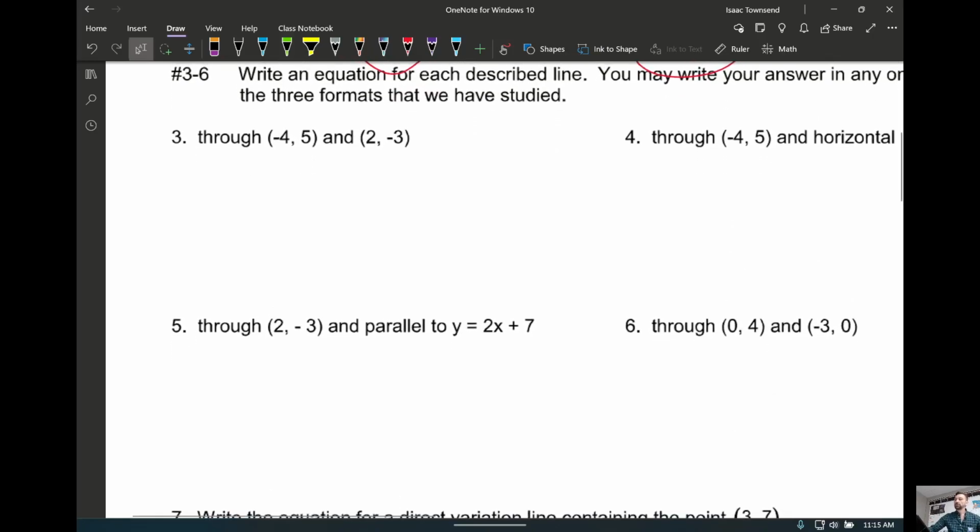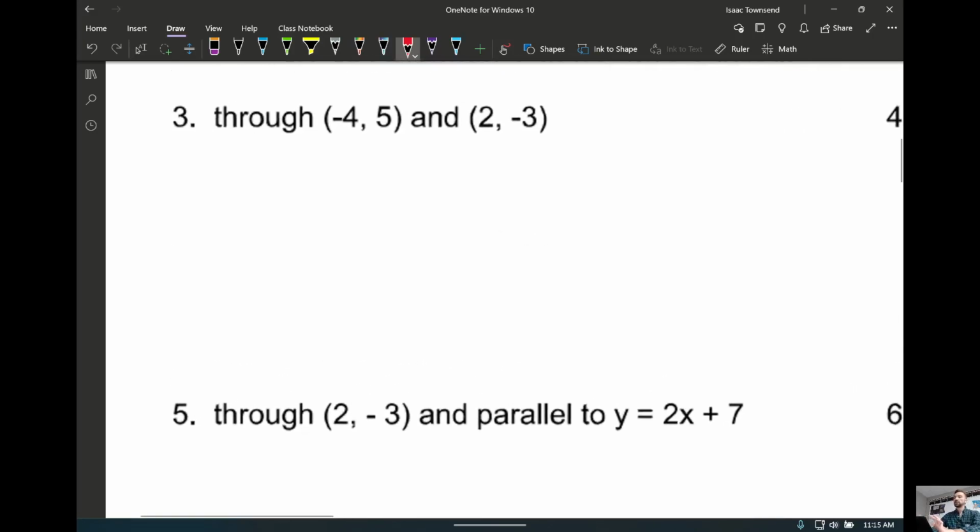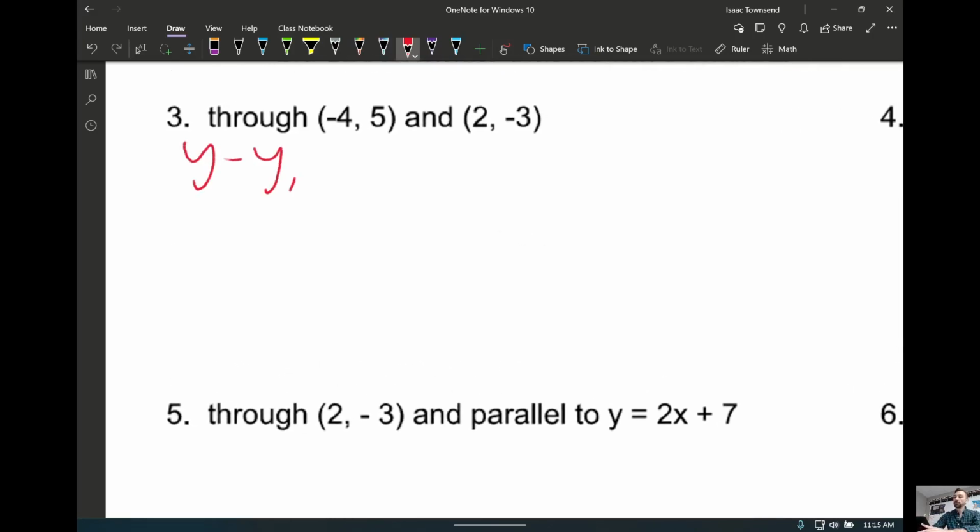All right, 3, 4, 5, and 6, we're asking you to make equations of lines. So just like the other worksheet, I'm going to do 3 and 6 first because they both give you 2 points. So I would be aiming for point slope.